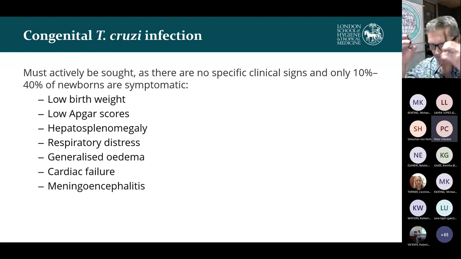Now, first of all, there are no specific clinical signs of congenital T. cruzi. If you look at those signs and symptoms, that could be a classical TORCH screen. It could be congenital toxoplasmosis, for example. Only 10 to 40% of newborns actually are symptomatic. So you have to seek them out. Vertical transmission rate range is about 2 to 10%, but there's a series from Bolivian mothers of 13% vertical transmission, which goes to zero if they're treated pre-pregnancy. Is there antenatal screening, targeted antenatal screening of Latin American mothers in Britain at the moment? No.